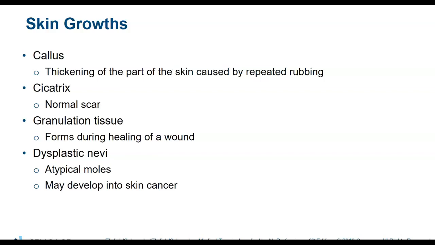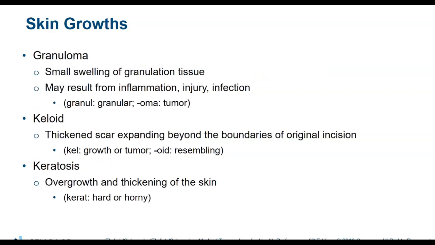Dysplastic nevi, these are atypical moles. This is important because those are the ones we need to watch that can develop into skin cancer. A granuloma is a small swelling of that granulation tissue. Again, it could result in inflammation from an injury or an infection, and we just need to watch that as well.